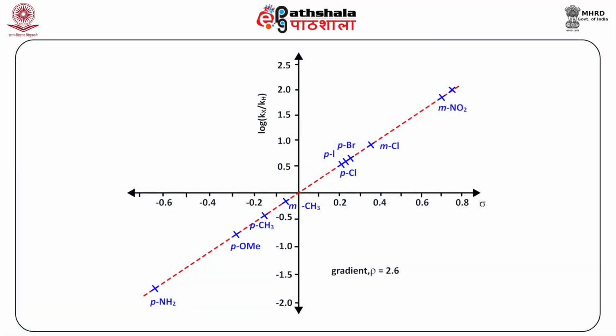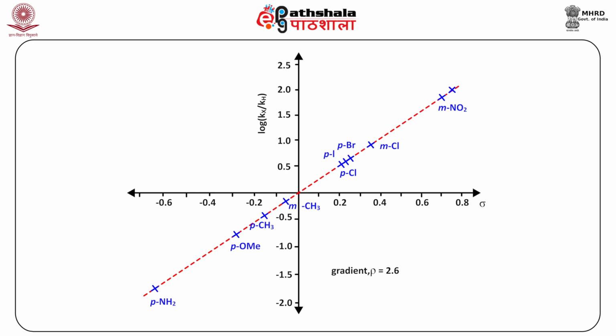If sigma is positive, that is for the electron withdrawing groups, then K is greater than K naught, or capital K is greater than K naught. If rho is positive, thus for reactions in which rates or equilibria are facilitated by electron withdrawing groups, then rho is positive, or alternatively reactions for which rho is positive are aided by electron withdrawing groups.